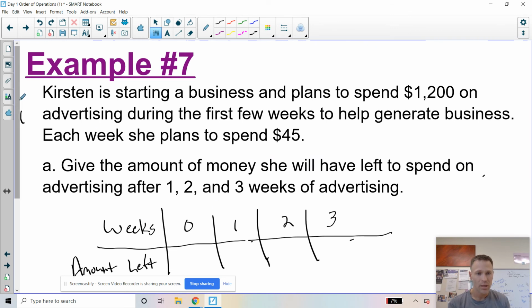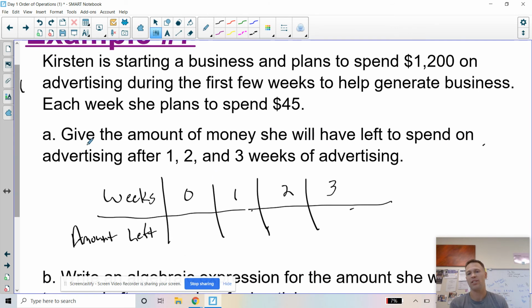All right. Kristen is starting a business and plans to spend $1,200 in advertising during the first few weeks to help generate business. Each week, she plans to spend $45. Give the amount of money she will have left to spend on advertising after 1, 2, and 3 weeks of advertising. So in week 0, she's going to have $1,200, okay? And she hasn't spent any money.